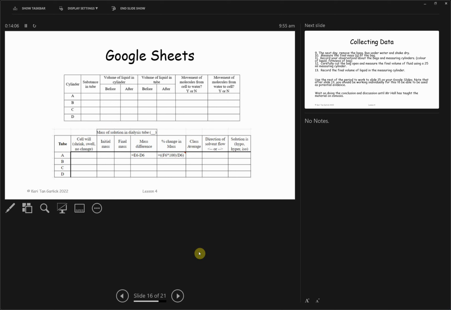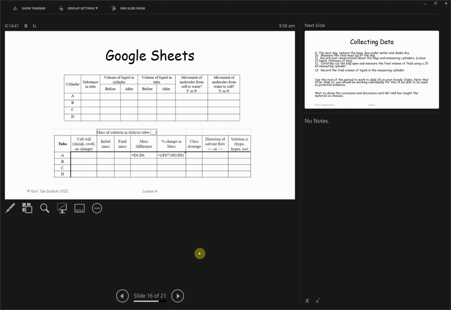All right, so on our Google Sheets, there are 2 tables that we are creating. One table is looking at the volume of the liquid. So you have the substance in the tube, so sugar, water, that sort of thing. And then you're talking about the volume of the liquid before and after, and the volume inside the tube. Sorry, this here should state if you have water in the sugar, sugar in the water, or water and water, sugar and sugar. Does that make sense?